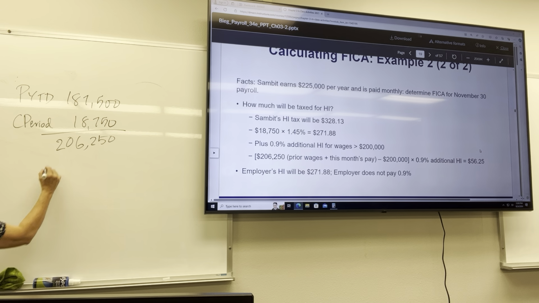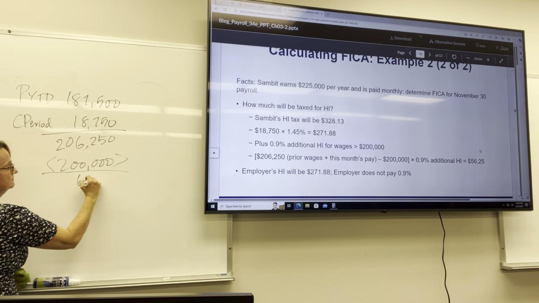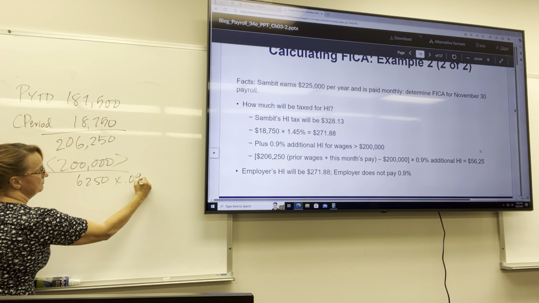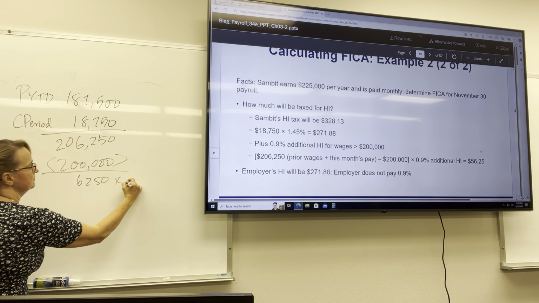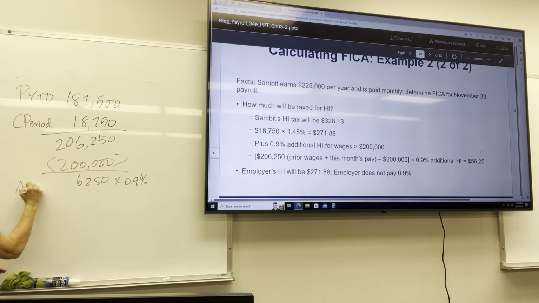All we have to do here is just subtract the 200,000 to find out how much. That's the amount that's going to be subject to the 0.9% additional Medicare. Regular Medicare is going to apply to all of it. Add those three together, you get the total amount.